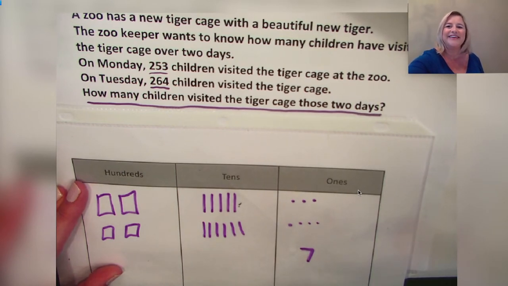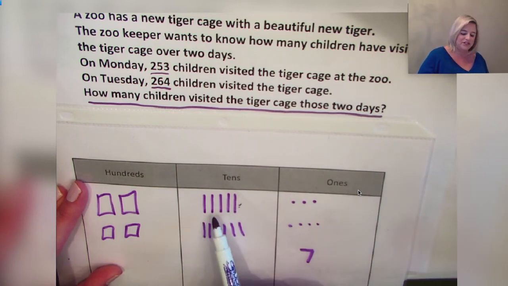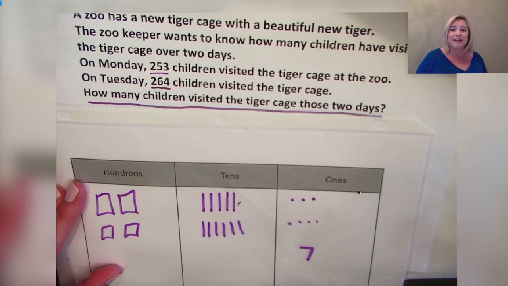Thank you. Now let's combine and count our tens. Count with me. 1 ten, 2 tens, 3 tens, 4 tens, 5 tens, 6 tens, 7 tens, 8 tens, 9 tens, 10 tens, 11 tens. Uh-oh, can I have 11 tens?